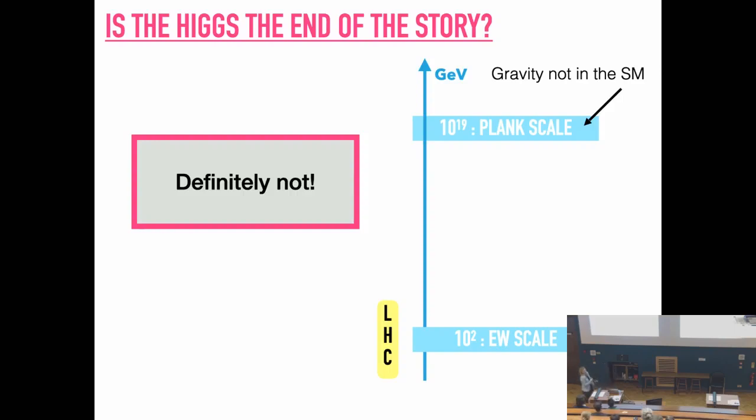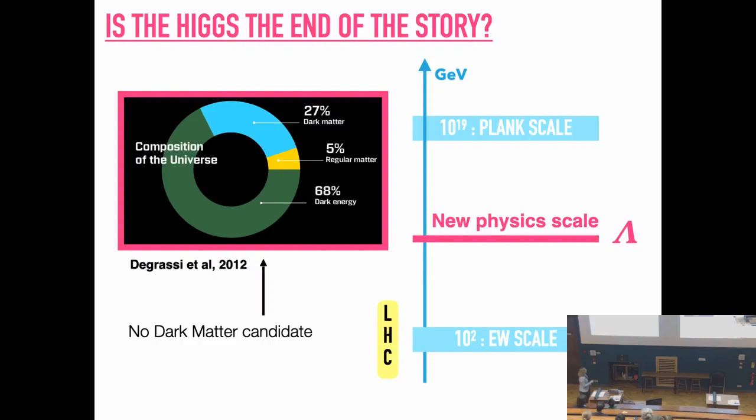But if you notice, there are 10 to the 17, so there are many orders of magnitude between them. The new physics scale could be anywhere between the LHC scale, which goes up to 10 to the 4, let's say, and the Planck scale. We have a reasonable expectation that it cannot be too large, for several reasons, and I'll tell you in a minute.